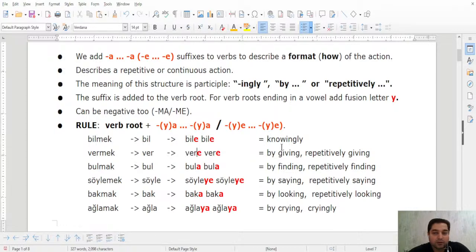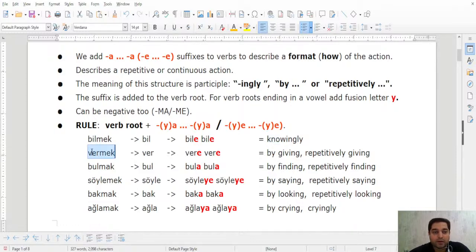Or continuous kind of knowing about something. But we already have this very good English translation, right? Knowingly. Bile bile. You did something knowingly. That is probably the best translation of this bile bile into the English language.